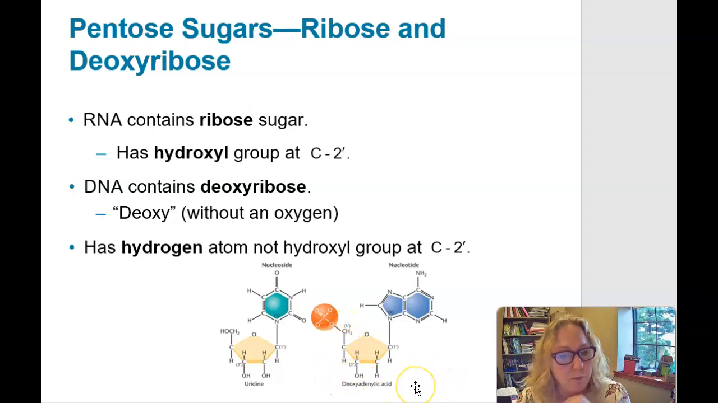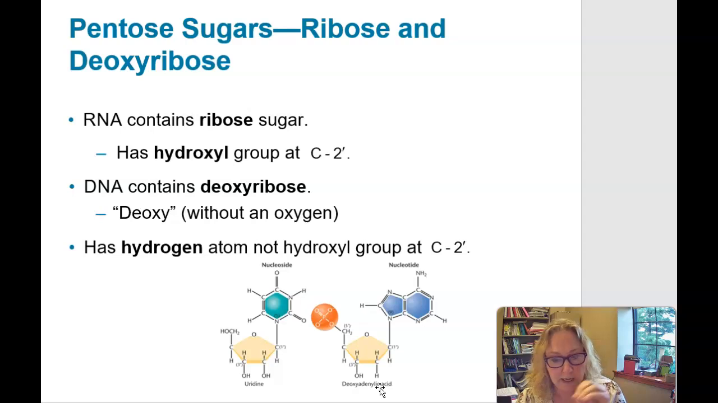Okay? Now, what the difference is here: RNA has a ribose sugar, which has a hydroxyl group at C2. This is C2, right? DNA contains deoxy, without an oxygen. Deoxy, no oxygen. Which one of these contains it? Look at this. There's no oxygen there. Look at this carbon 2. There is an oxygen. So this has a hydrogen atom, not a hydroxyl group at C2. Yes? Everyone, hydroxyl group, not a hydroxyl group. RNA, DNA. We good? Everybody good?